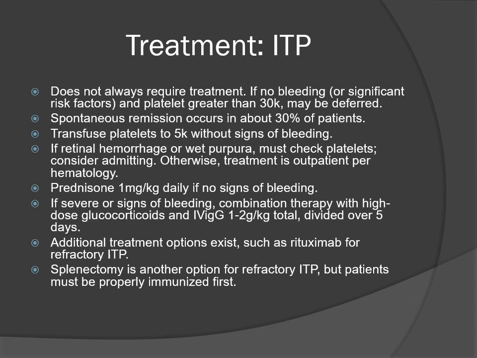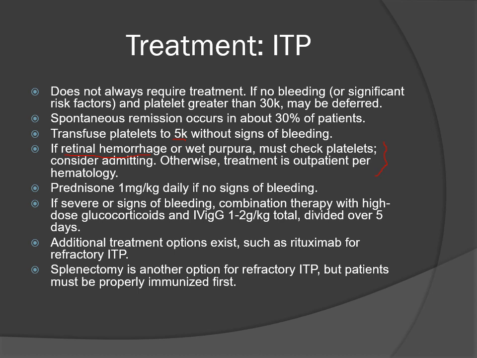So ITP, a little bit busy here, but let's just talk about it, okay? Usually doesn't require treatment. So if there's no active bleeding or significant risk factors, it can be deferred. Some patients have spontaneous remission of ITP, about 30%. Again, 5,000 is kind of our threshold of where we transfuse, even without bleeding. We said 5 to 10 earlier, so 5,000 would be the absolute. Again, if you have wet purpura or retinal hemorrhage is also an emergency, okay? So retinal hemorrhage or wet purpura, really need to consider giving those patients some platelets and admitting them, because that can herald a life-threatening bleed.